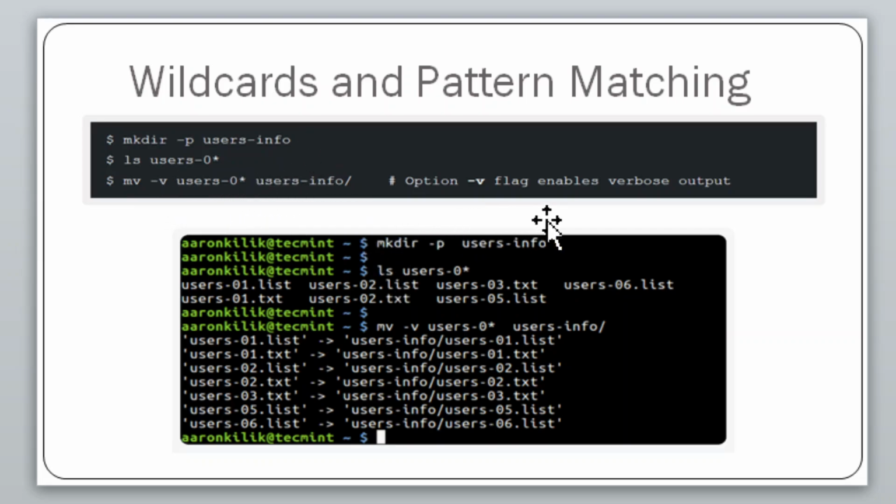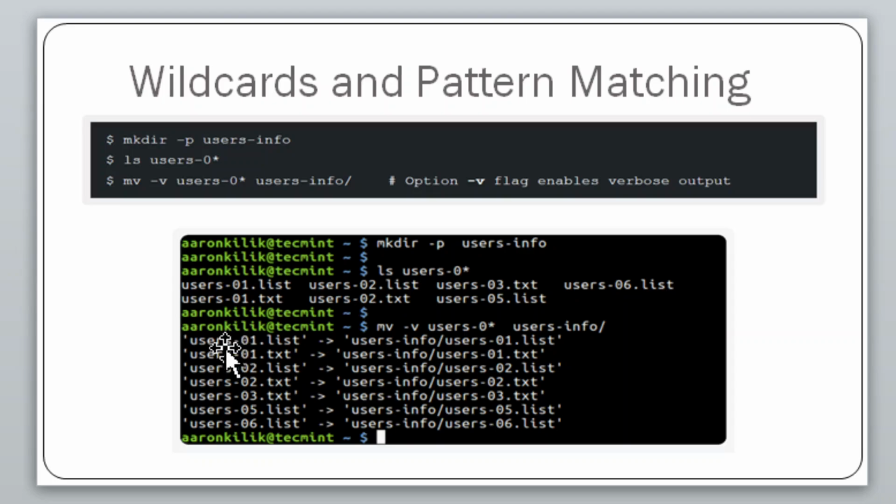We make our directory users-info. We list all files that begin with users-0, and we see those here. All these begin with users-0, right? And then we go ahead and move or rename it. And we use the -v option for verbose. And we see here that it's showing us exactly what it's doing.